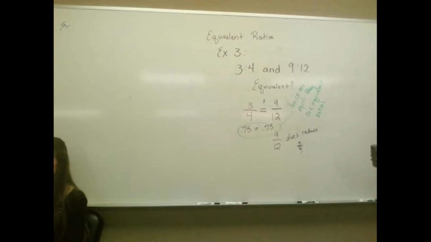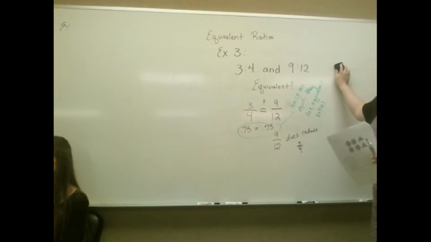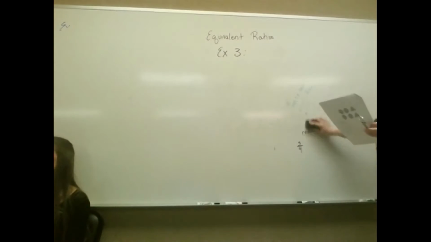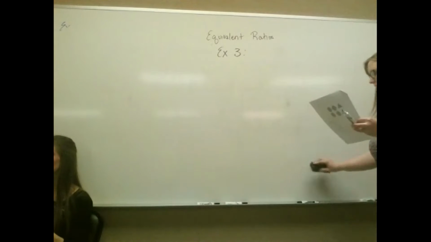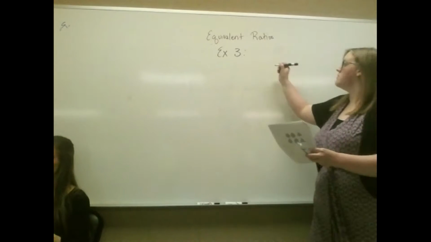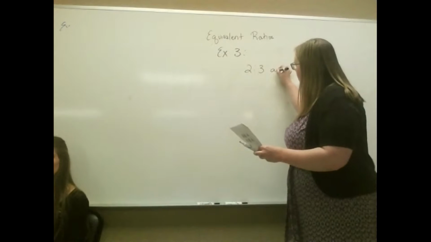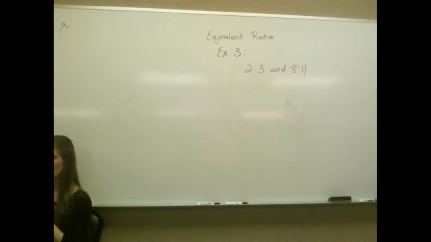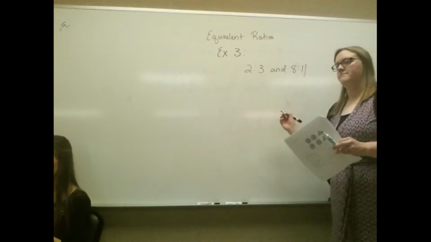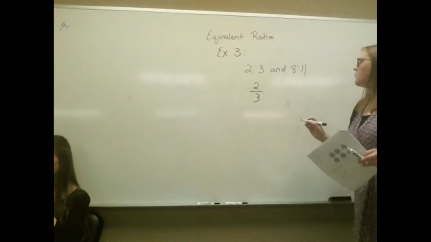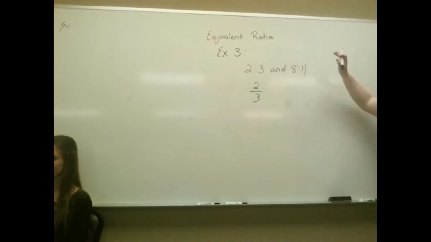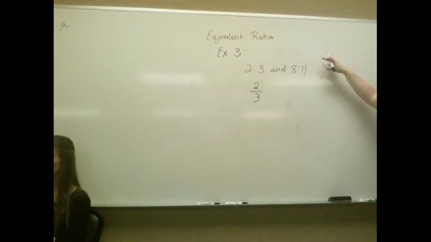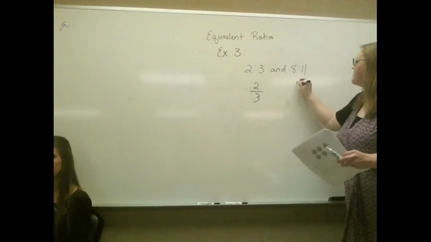All right, okay. Everyone look at example 4. We want to find out if 2 to 3 and 8 to 11 are equivalent ratios. So 2 to 3 and 8 to 11. So I'm going to start going around again. I was at Rebecca. All right, how would I write 2 to 3 as a fraction? 2 over 3, perfect. And Rachel, how would I write 8 to 11? 8 over 11. Yep. Okay.